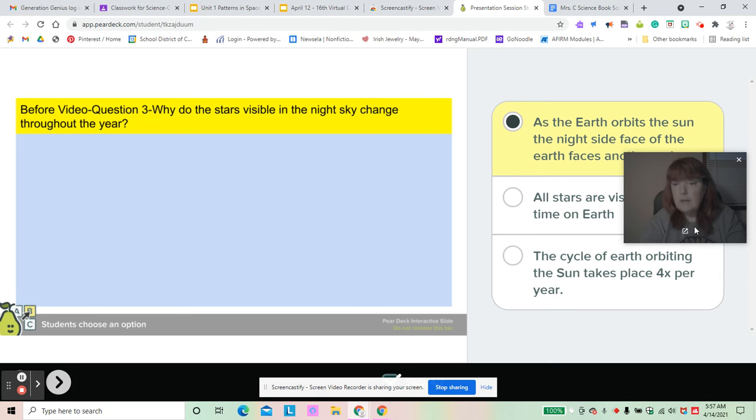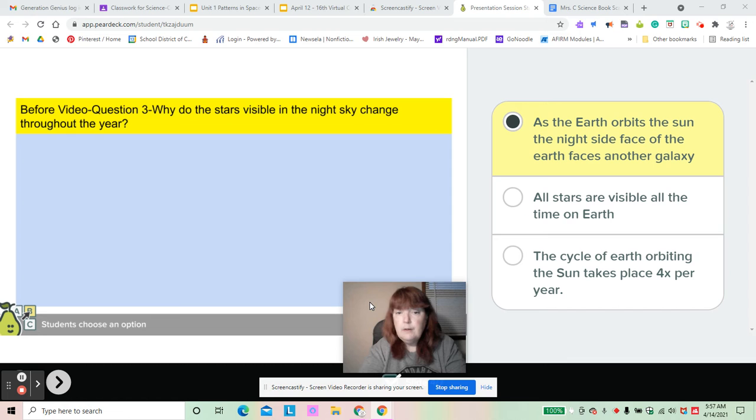Okay, on this slide, you should have marked why the stars visible in the night sky change throughout the year: because the Earth orbits the sun and the night side face of the Earth faces different portions of the galaxy. So as it's slowly revolving around the sun in a year, we're seeing sections of that night sky. And we get to see a different section at different times. So we see different constellations.